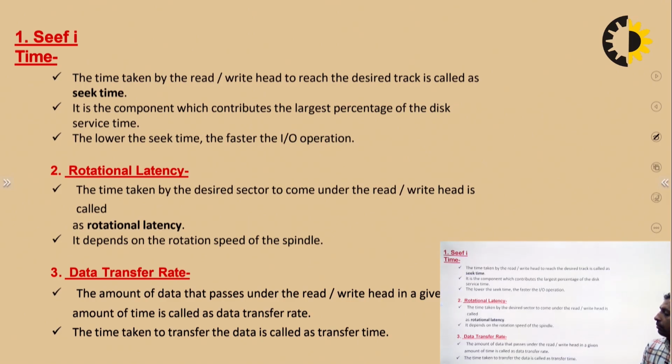And the third parameter is the disk transfer rate. The amount of data that passes under the read-write head in a given amount of time is called the data transfer rate. The time taken to transfer the data is called the transfer time.